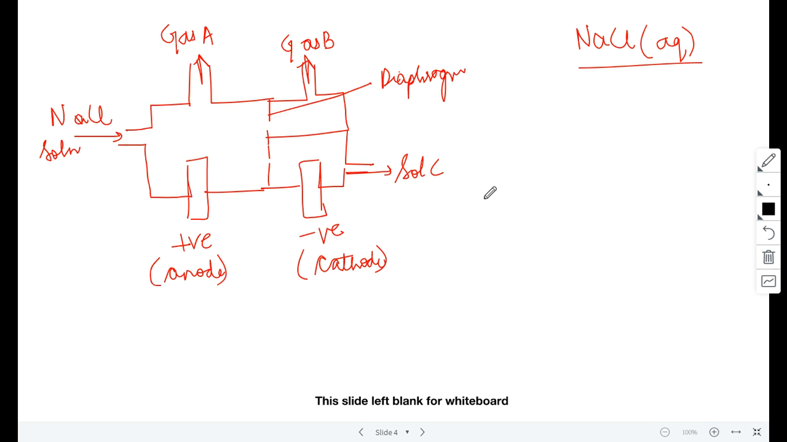Definition says that electrolysis is when electric current is passed through the ionic substance, then ions move towards the electrode where they react and they cause these substances to decompose. We call it electrolysis. Now you have to identify which one is gas A, which one is B, and what is C? We have NaCl aqueous.